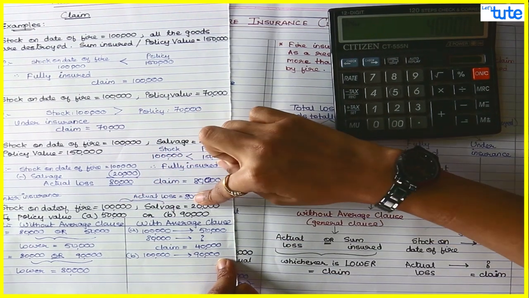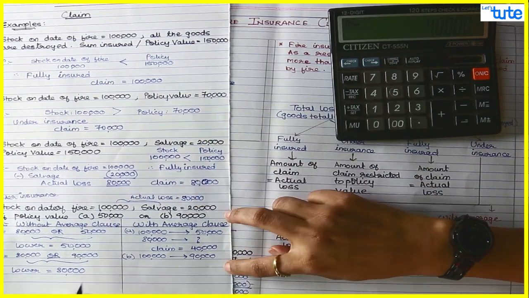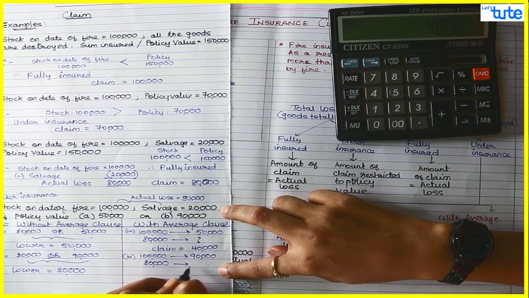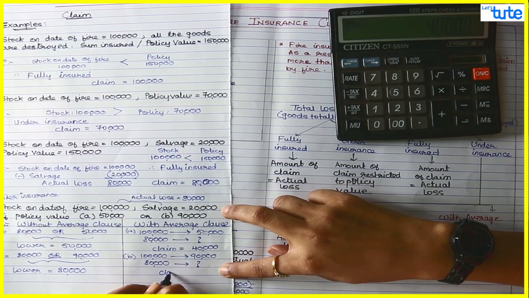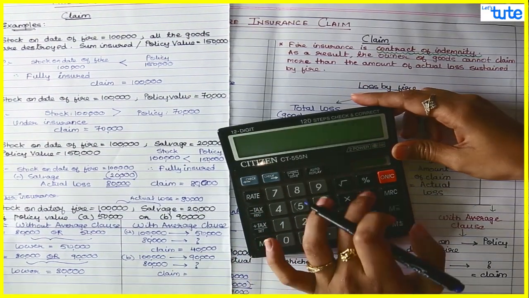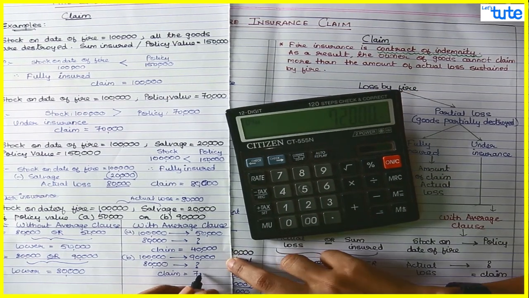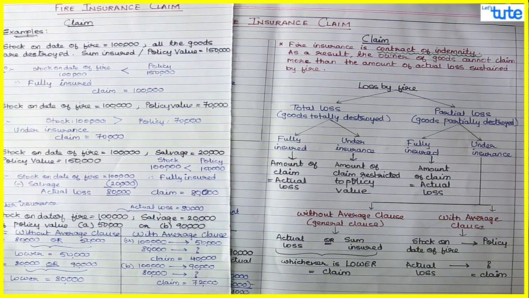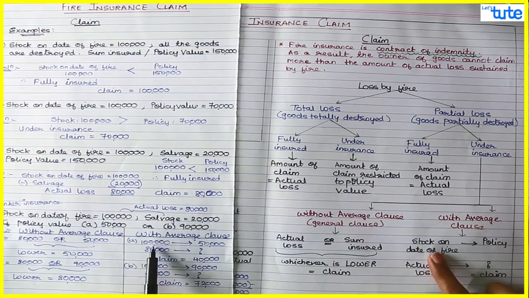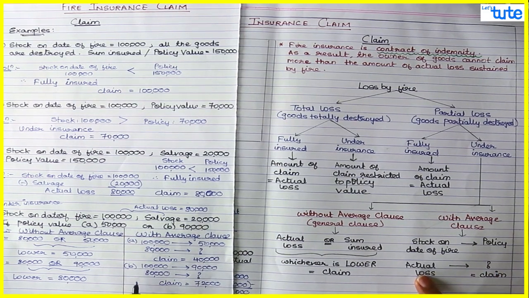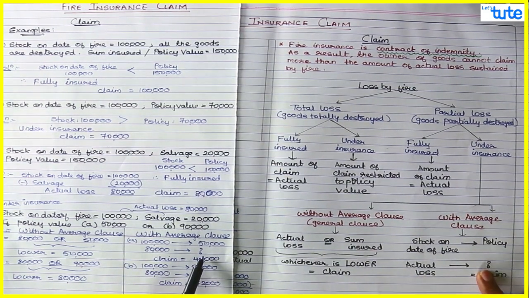And since there is a salvage, this is a case of partial loss. Now you suffered the actual loss of 80,000. So how much claim will you receive? In this case, your claim amount would be 80,000 into 90,000 divided by 1 lakh. So now you'll get a claim of 72,000. So what we do, we just see the proportionate basis. Against the stock on date of fire, this much is the policy. So against your loss, how much would be the claim amount?